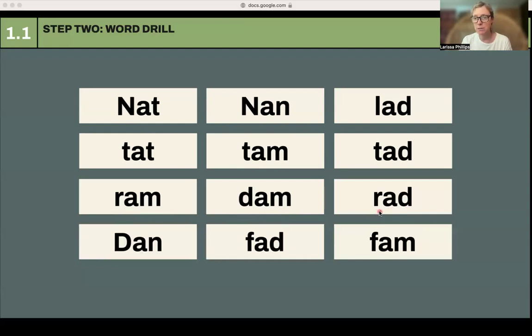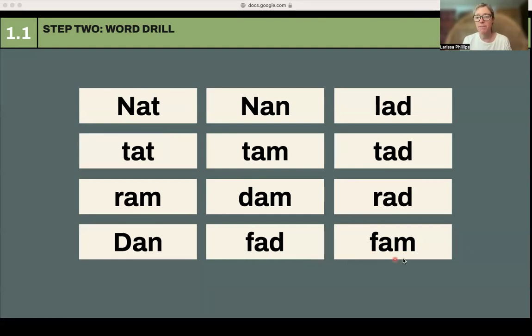Rad. Rad, which means it's rad, which I think is short for radical, which is used as an expression, like that's so rad. Okay. Dan, the name Dan. Fad. So fad is like a trend, like kids kind of take up a fad, or there's the fad for a certain kind of hat or a certain kind of jeans. It's a big fad.